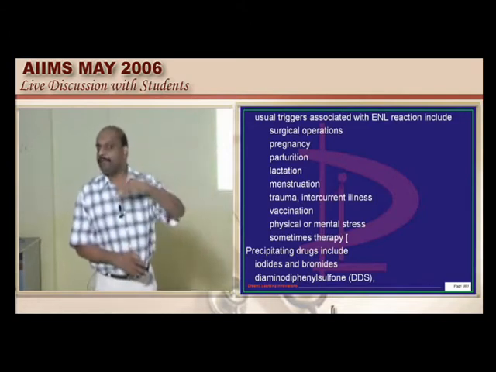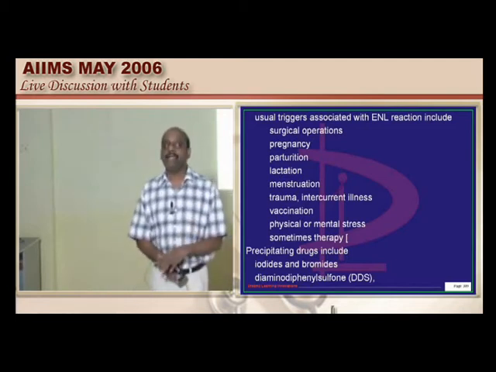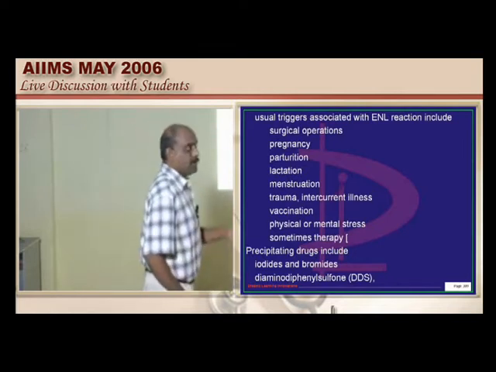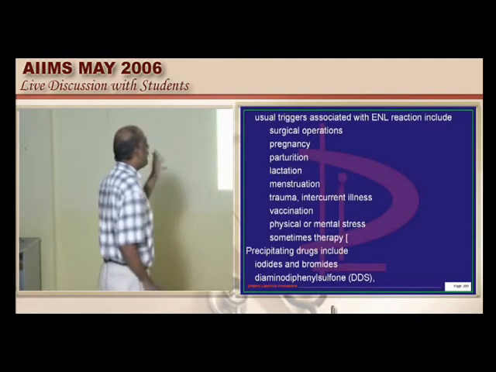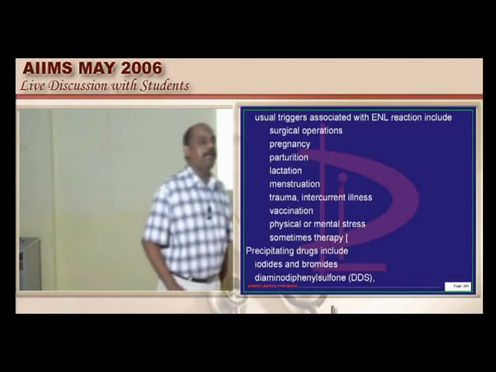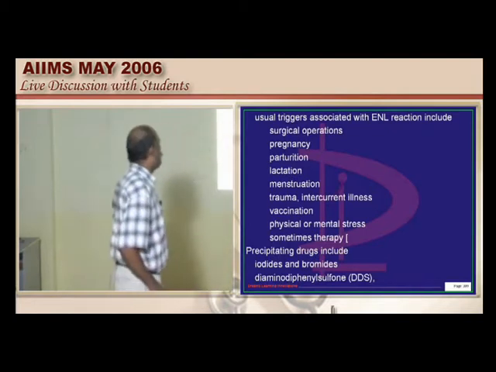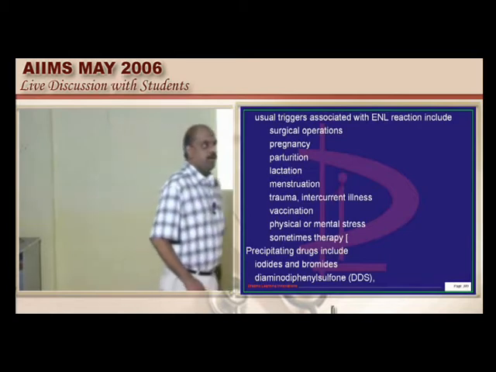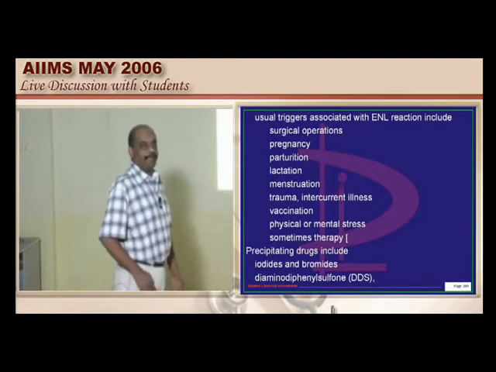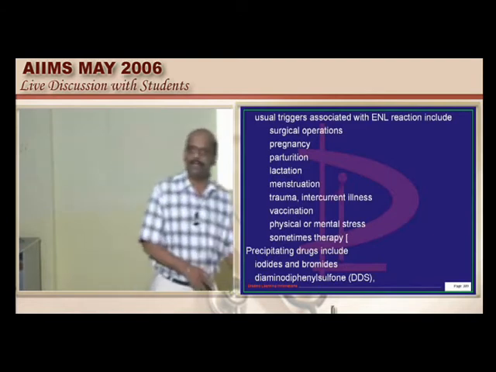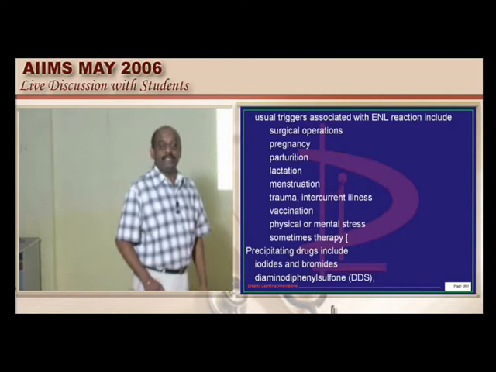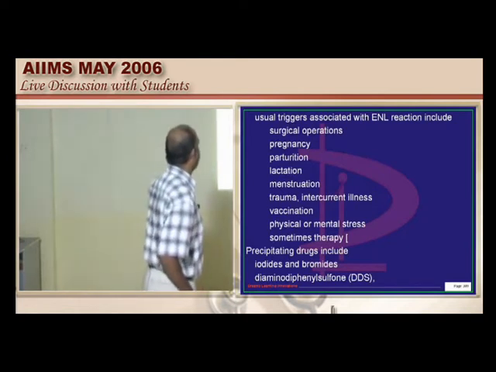Are there any precipitating factors for the development of the lepra reactions, especially erythema nodosum leprosum, is my question to all of you. Please remember, doctor: surgical operation, pregnancy, parturition, lactation, menstruation, trauma, and vaccination, and sometimes the treatment itself can be one of the important precipitating factors, is what I want to underscore to all of you. Similarly, if for some reason you have given an iodide or a bromide to the patient, that can also precipitate erythema nodosum leprosum. Let us say you have a patient with leprosy with a thyroid problem. So for thyroid, if you happen to give iodide, there is a chance of precipitation of the erythema nodosum leprosum.